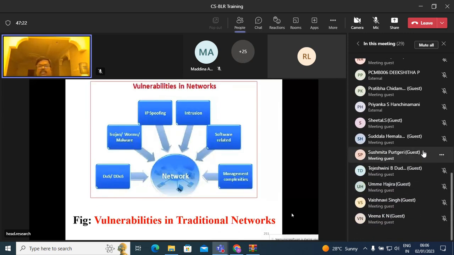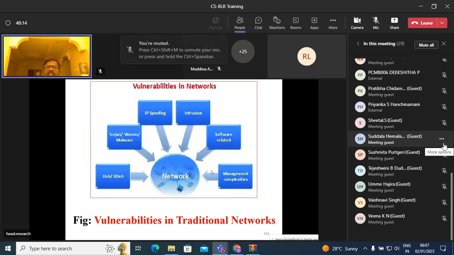And if you see a few more vulnerabilities in networks, like vulnerabilities in traditional networks, you can call it IP spoofing. IP, Internet Protocol, spoofing means they are creating the same website, and you are giving your username and password, and immediately they are attacking your network. Then intrusion, these are the vulnerabilities in networks. And software attacks, software related vulnerabilities, management complexities, denial of service, distributed denial of service, these are the attacks. Trojan, hoax, malware. So these are the common vulnerabilities in traditional networks. I have explained all sorts of traditional networks.